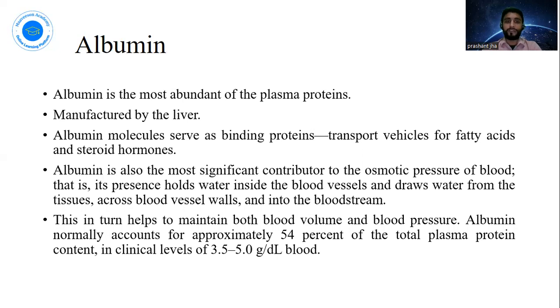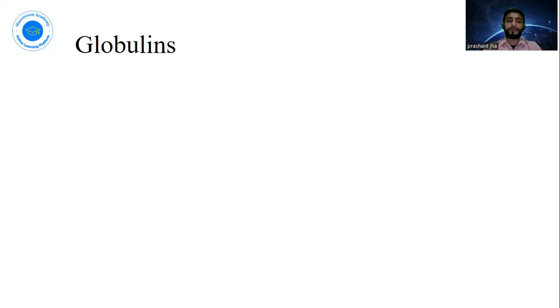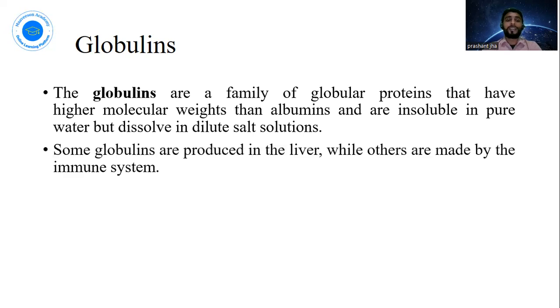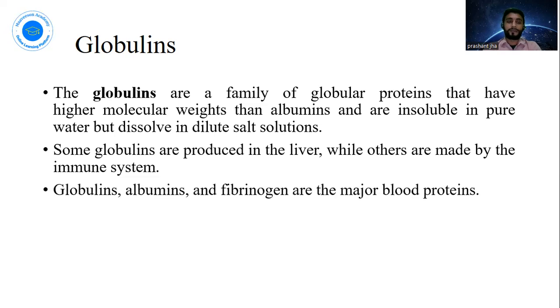Albumin normally accounts for approximately 54% of the total plasma proteins, and clinically it is available at 3.5 to 5 gram per deciliter. Second component is the globulins. The globulins are a family of globular proteins that have a higher molecular weight than albumins and are insoluble in pure water but dissolve in dilute solution. Some globulins are produced in the liver while others are made by the immune system.